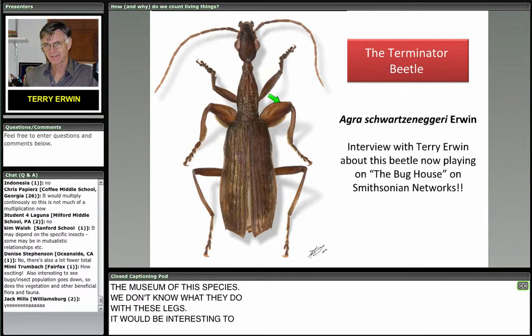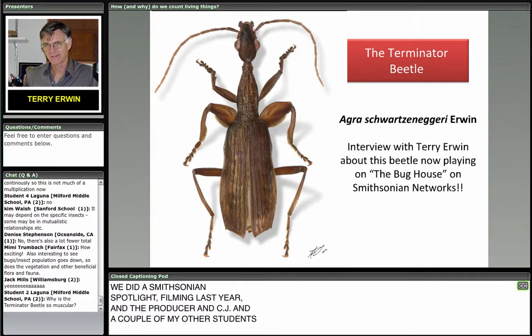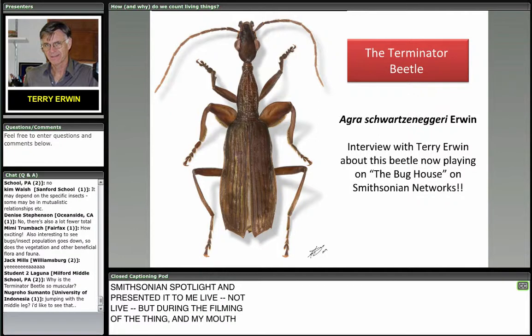But we did a Smithsonian Spotlight filming last year, and the producer and CJ and a couple of my other students sent this beetle picture to Arnold, and he signed it and sent it back. They surprised me on the Smithsonian Spotlight and presented it to me, well, not live, but during the filming of the thing, and my mouth must have just dropped. I opened this blue folder, it said from the Office of the Governor of California. It was pretty cool. That's hanging on my wall now.